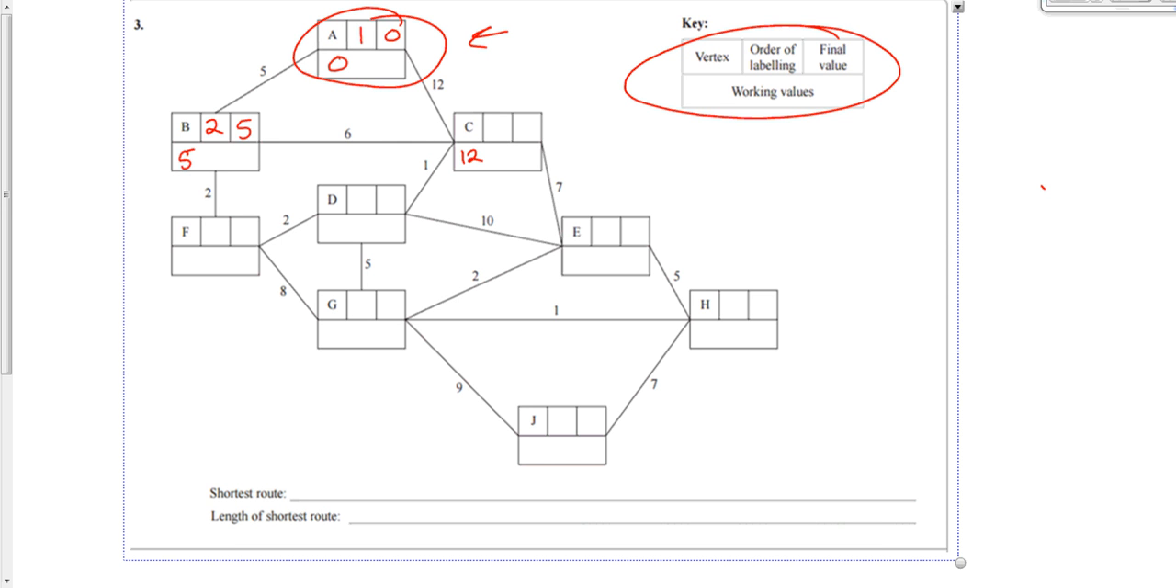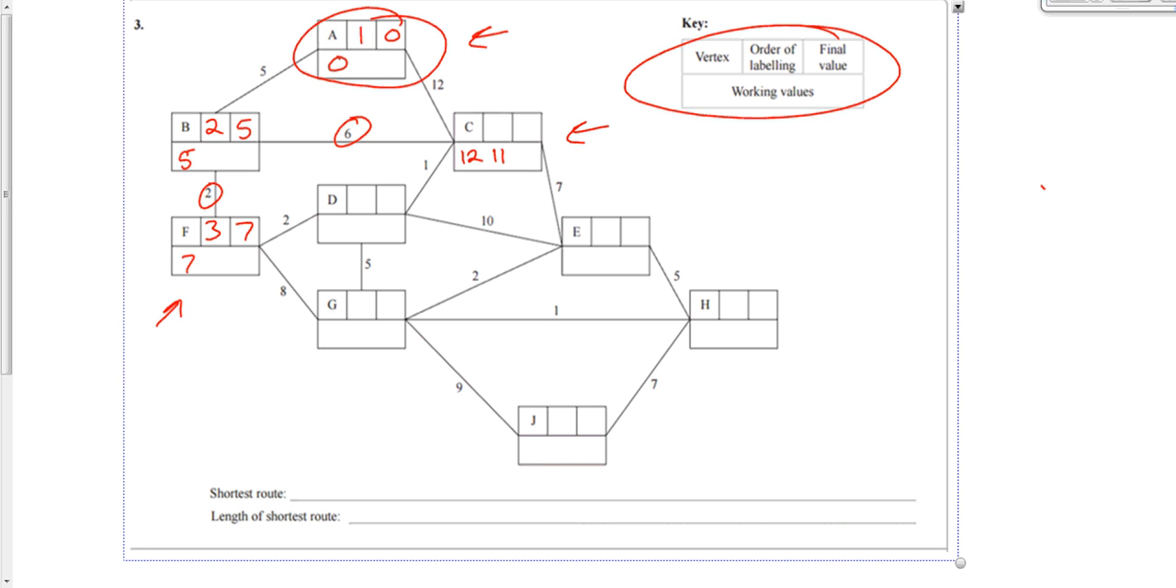Once we've done that, we do everything that comes off B. So 5 plus 6 is going to be 11, so we need to have 11 written down here. And 5 plus 2 is going to give us 7. So now of all the ones that are temporary that have only got working values, we've got F, which is 7, and we've got C, which is 11. So the smallest working value is 7. So we write that as the final value and call this one our third one. So we've now made that one permanent.